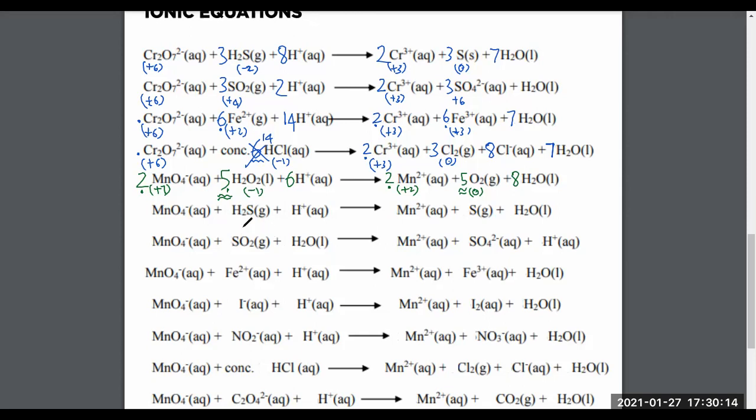This is also a little similar to that, because here we have +7. Is it a little similar to that? No, not really. Okay, +7, and here sulfur is -2. Manganese from +7 goes to +2, sulfur from -2 goes to 0. So +7 to +2, the difference is 5. -2 to 0, the difference is 2. 2 manganese, I have to put a 2 here. 5 sulfur, I have to put a 5 here.